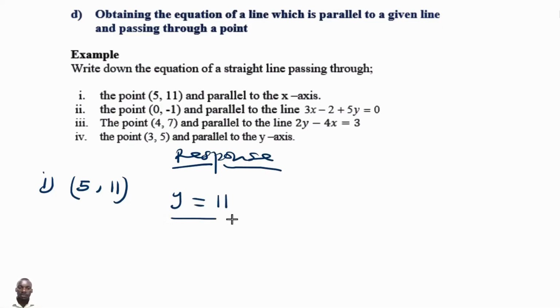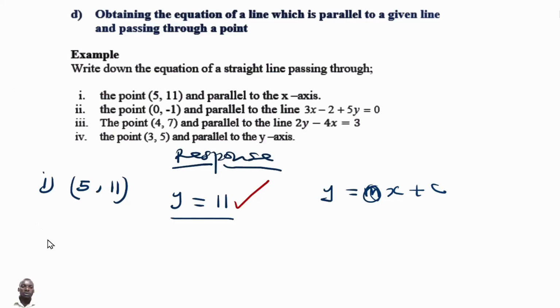So simply this is the equation of that line, whereby there is no x, implying that it has no gradient, or the gradient is 0. Like in the form of the linear equation mx plus c, if m is 0, we are simply going to have the y-intercept, which is the point at which the line cuts the y-axis. Therefore, for Roman numeral 1, this becomes our equation.